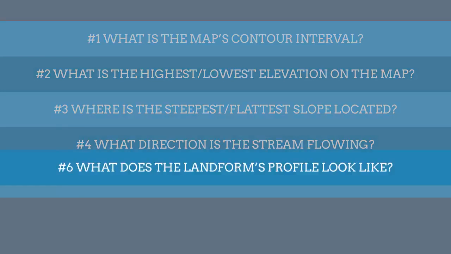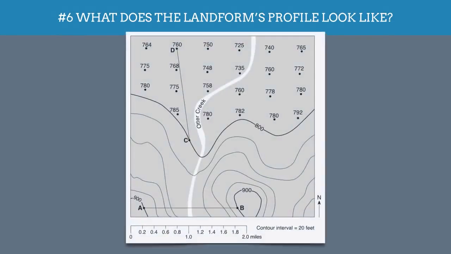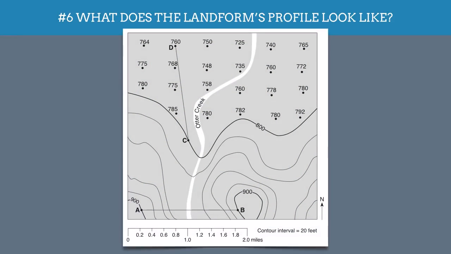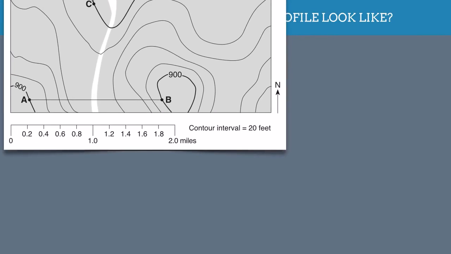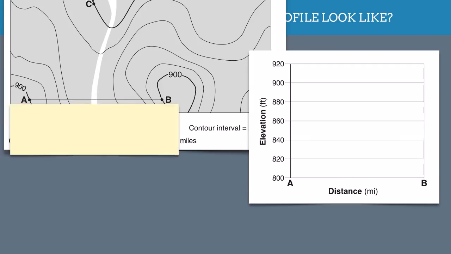Finally, what about a profile? Now, a profile is simply a side view of a landscape, just like a profile photograph would be a side view of somebody's face. Let's say I wanted to draw a profile along line AB here, or figure out what this landscape looks like from the side. In order to do this, we're going to eventually use a little graph like this, which will generally be given to you. We also need a piece of scrap paper.